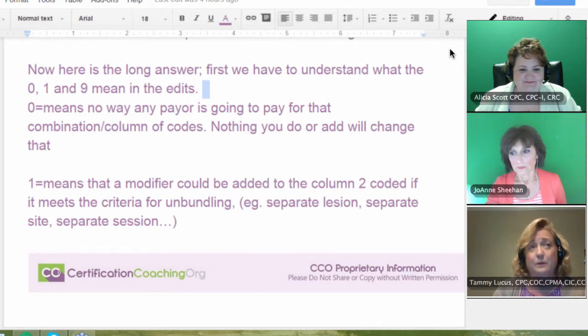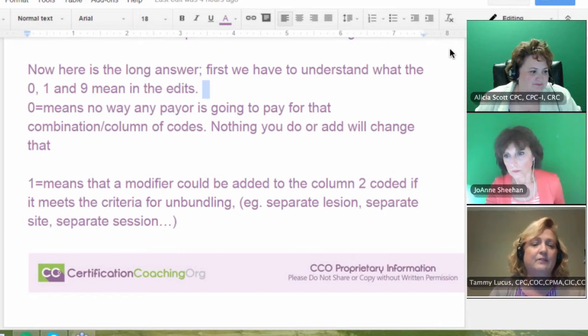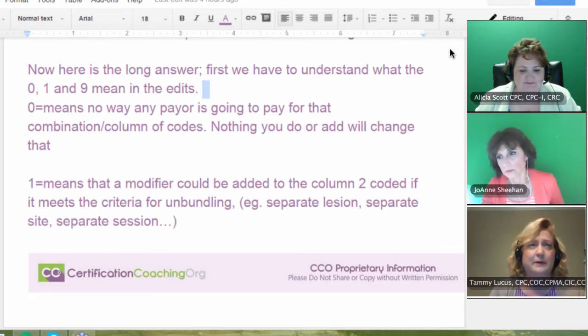0 means there's no way any payer is ever going to pay for that combination or column of codes. Nothing you do or add is going to change that. It's flat out never going to get paid. So you can't bill it together. 1 means that you can add a modifier to your column 2 code if it meets that criteria for unbundling, such as separate lesion or separate site or separate incision or separate session.